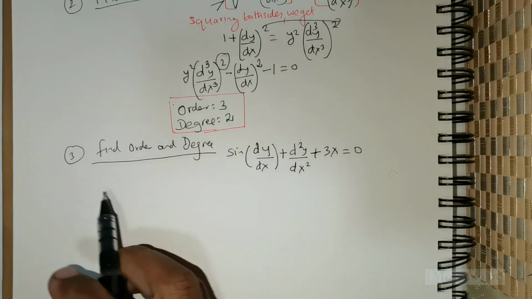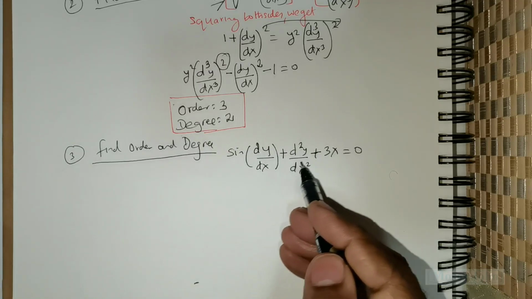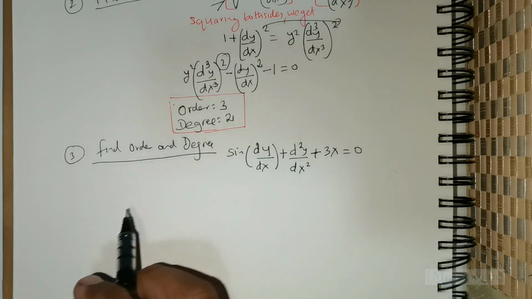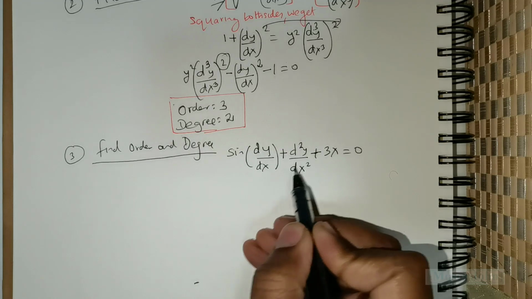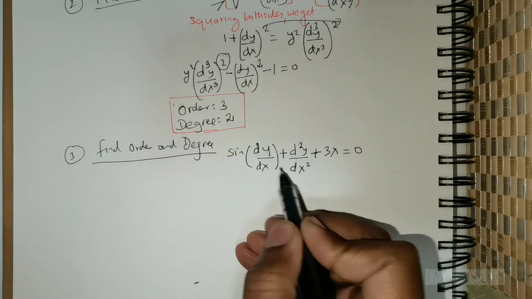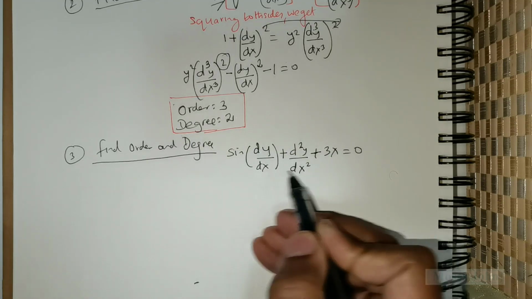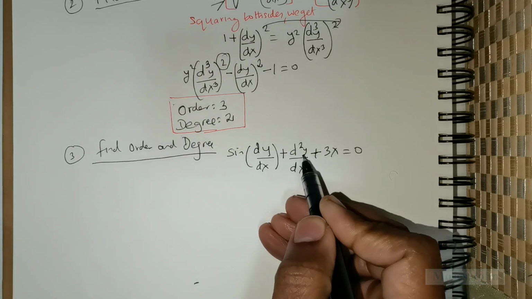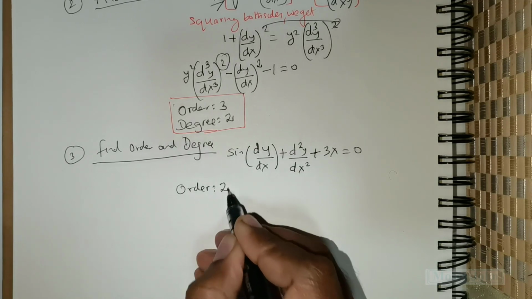So we are given the third question: sine of dy over dx plus d squared y divided by dx squared plus 3x is equal to 0. Now foremost you have to see the derivative which is the highest in nature. This is dy over dx, that means it's differentiating the y term only once. This is d squared y over dx squared, that means differentiation is taking place twice. So that is going to give me the order. So the order is 2.